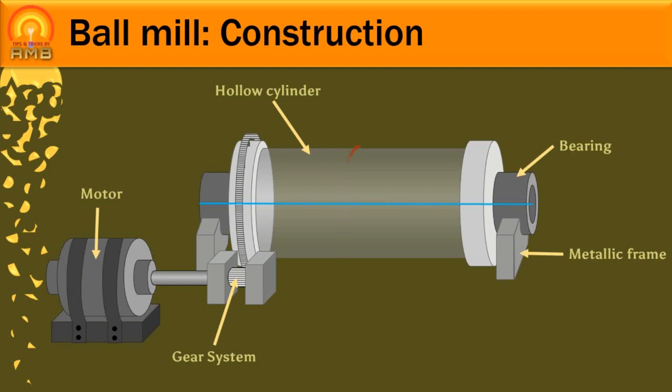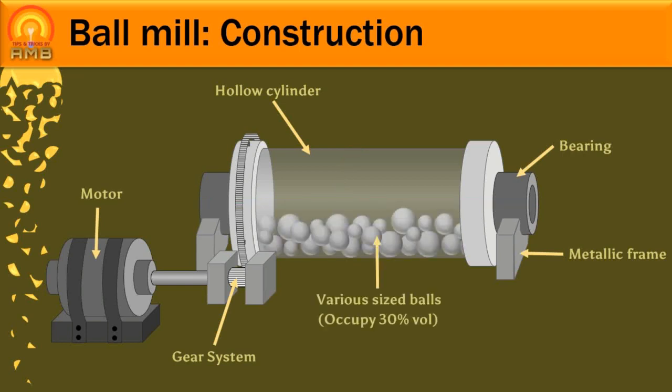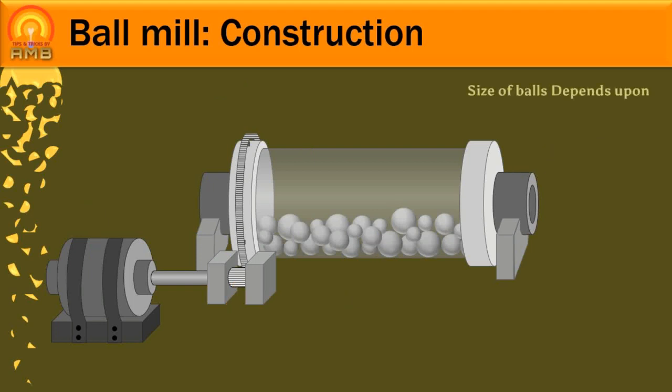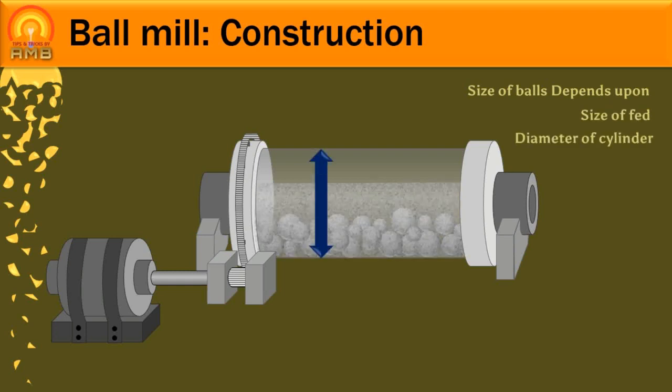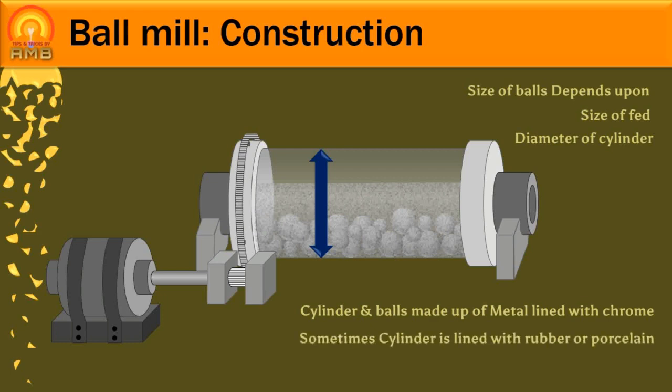The cylinder contains balls of various sizes which occupy 30 to 50% of the mill volume. The ball size depends upon the size of the feed and diameter of the mill. The cylinder and balls are usually made up of metal lined with chrome. In pharmaceutical companies, sometimes the cylinder is lined with rubber or porcelain. Balls used in such mills are also made up of rubber or porcelain.